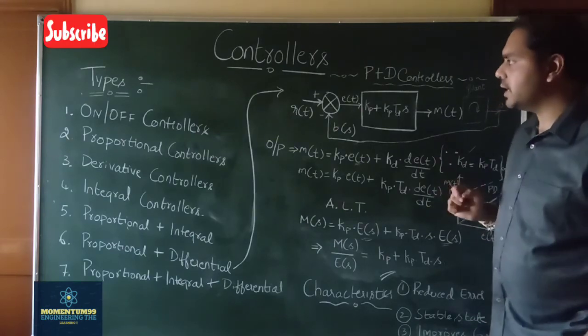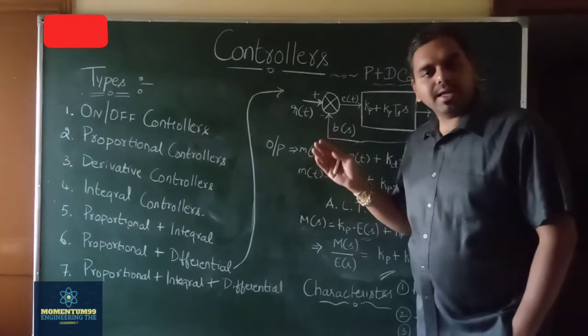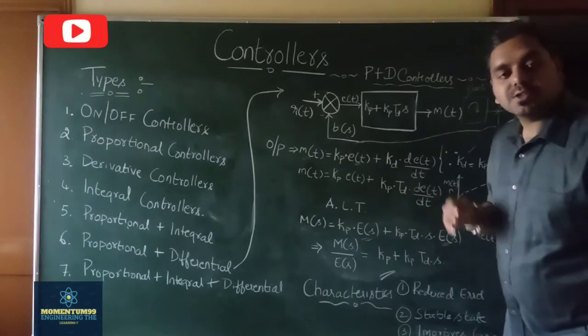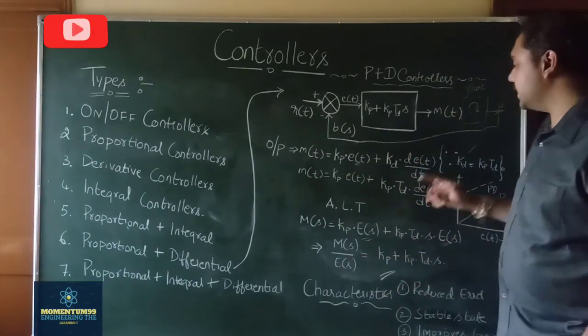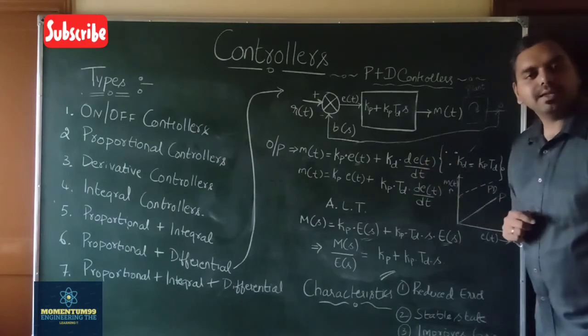Now this is all about the P and D controllers: the block diagram, the input-output relation, the ratio of the output to the input of the PD controller, as well as the characteristics, and this is the graph of the P and D controllers.